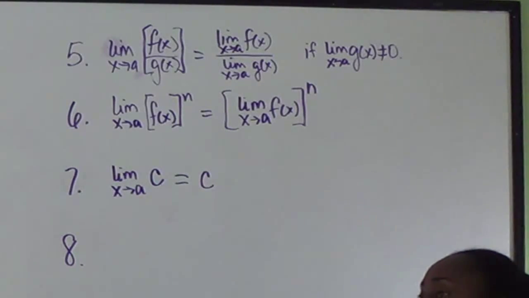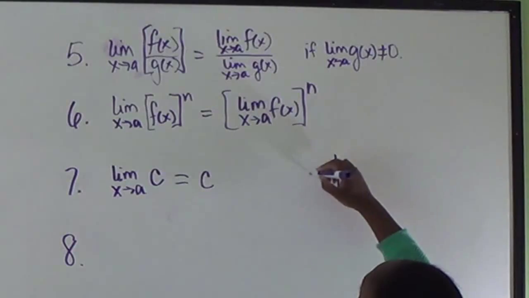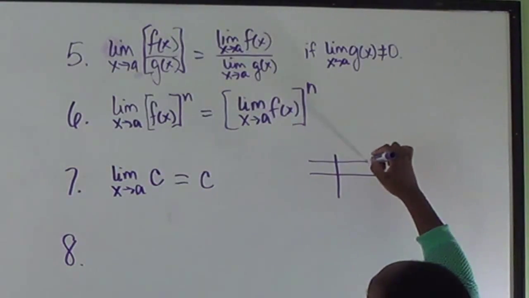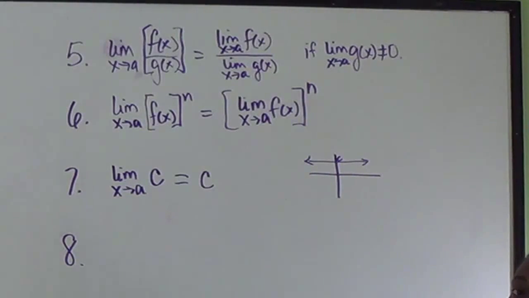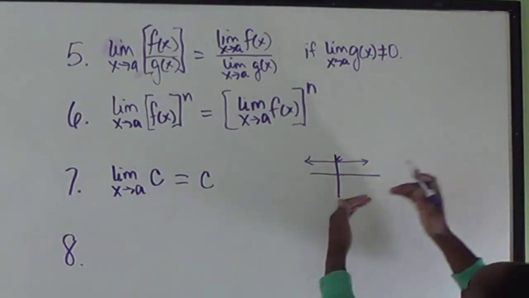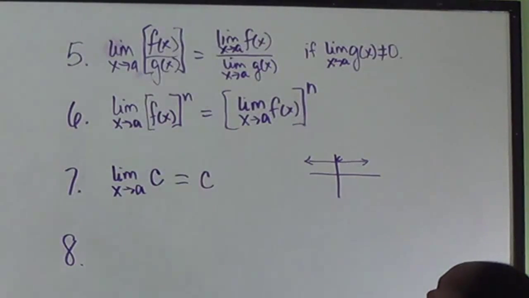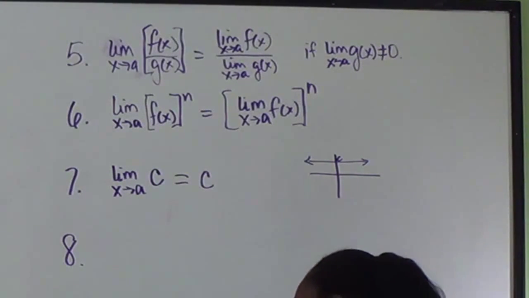And that one is kind of hard to wrap your head around unless you think of it graphically. Okay? If I think of the graph of f of x equals c, it's just a horizontal line. And so if I look at the limit coming in from the left or right at any point along the curve, it's always going to be that value. Okay.